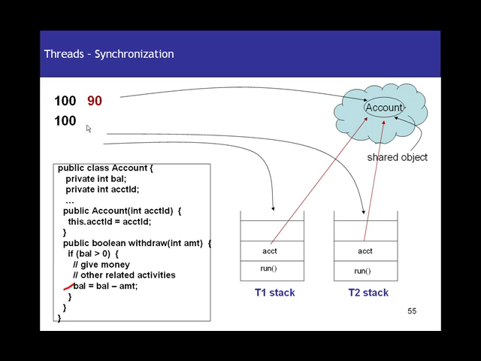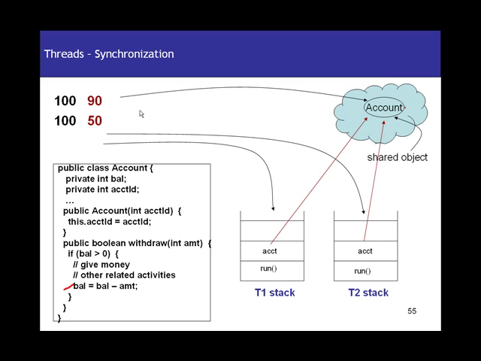So when she sees the balance, it's going to be 100, and she tries to withdraw $50 from the account. Since the balance is being reflected as 100, it's not yet updated to 10. This condition still clearly satisfies. So balance is still greater than 0, and the amount I'm trying to withdraw is still less than the balance. So it gives her the money also.